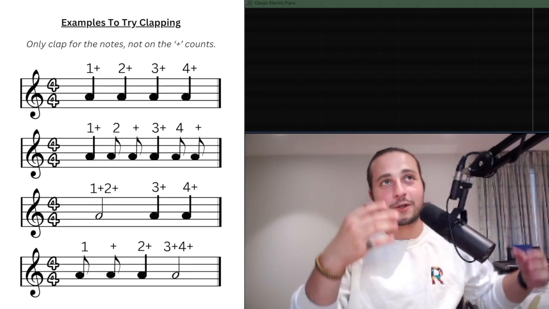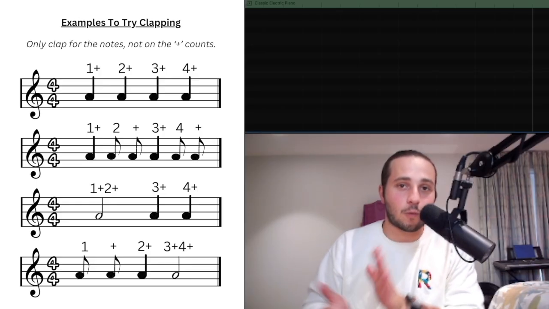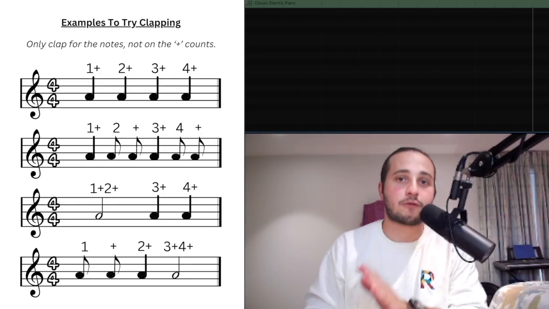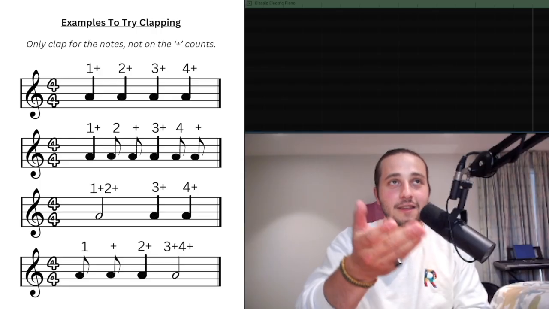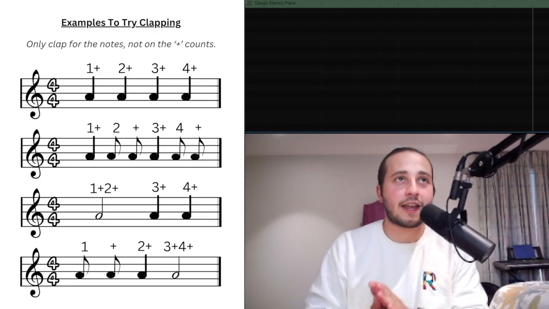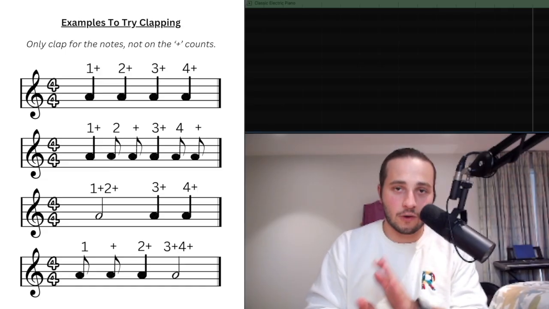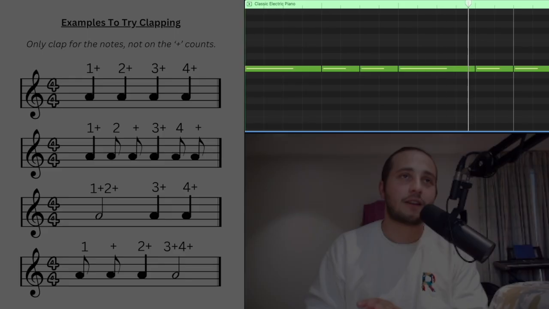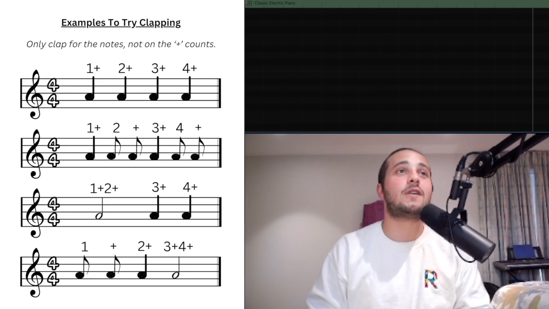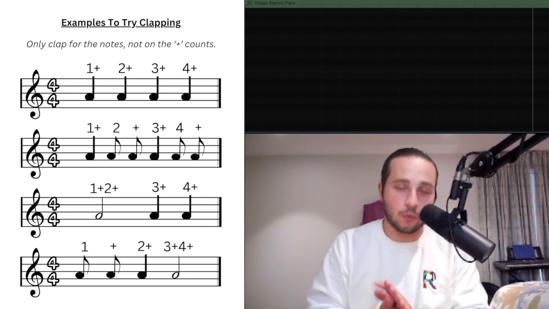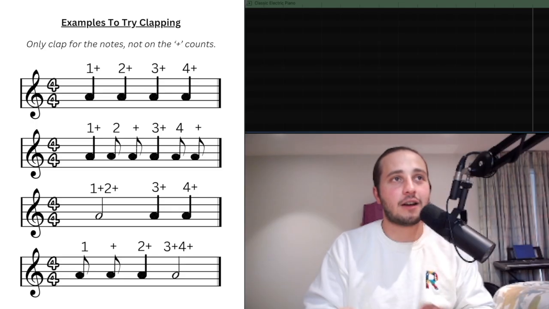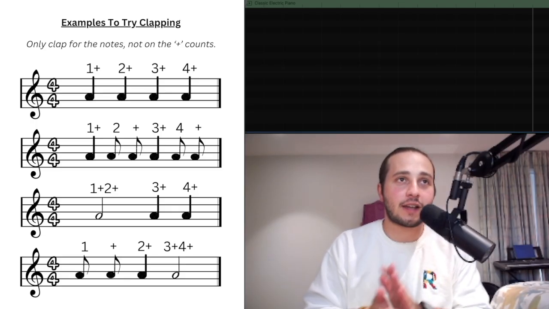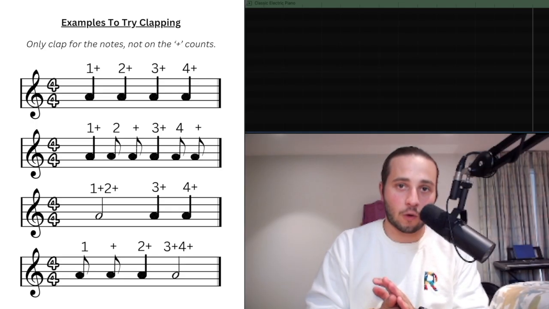For example, our original quarter notes, we have 1 and 2 and 3 and 4 and. Now if we add some eighth notes in there, we have 1 and 2 and 3 and 4 and. Our third example, 1 and 2 and 3 and 4 and. And our last example, 1 and 2 and 3 and 4 and.